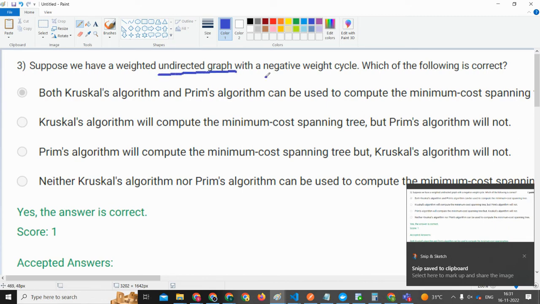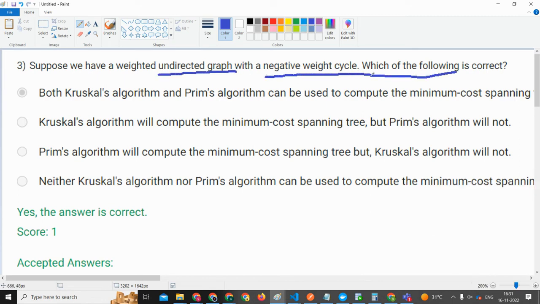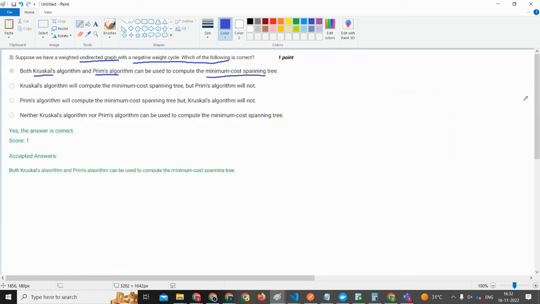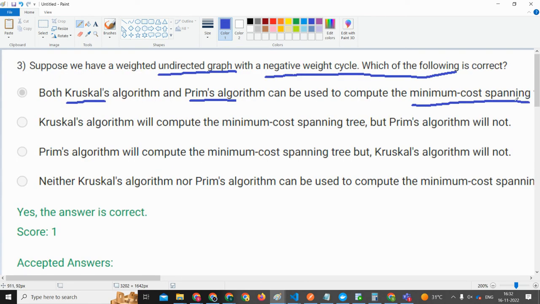Suppose we have an unweighted undirected graph with a negative weight cycle. Okay, there is a negative cycle there. Which of the following is correct? Kruskal, Prim's. For negative weight cycle, I think, sir, for the algorithm, which one is correct?